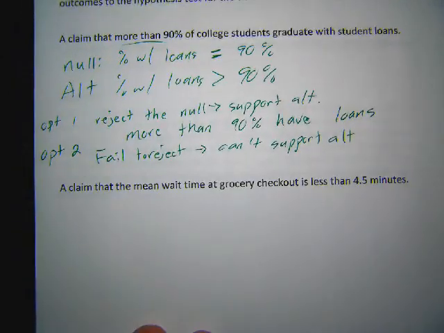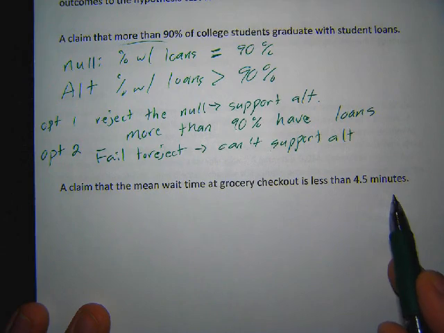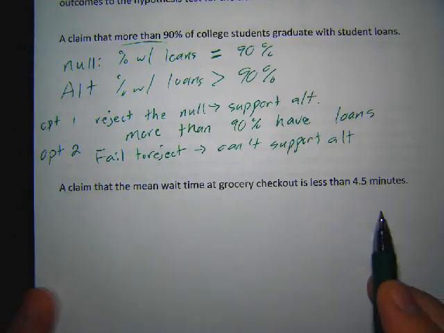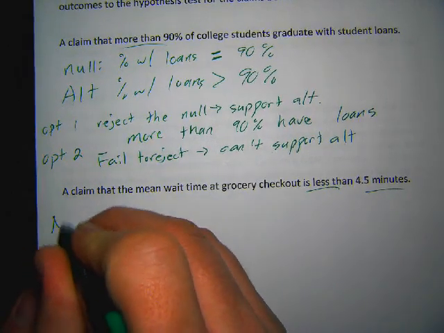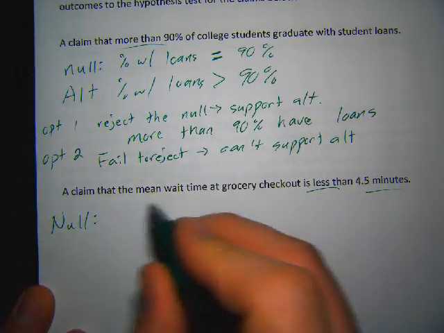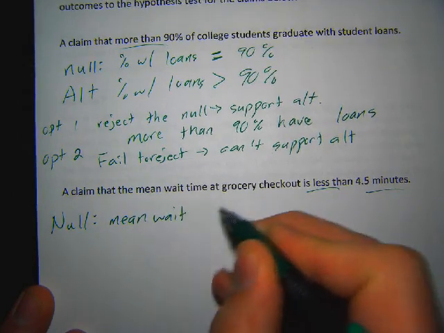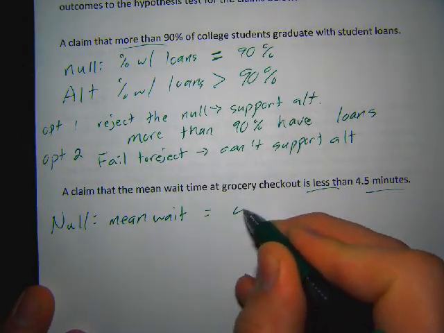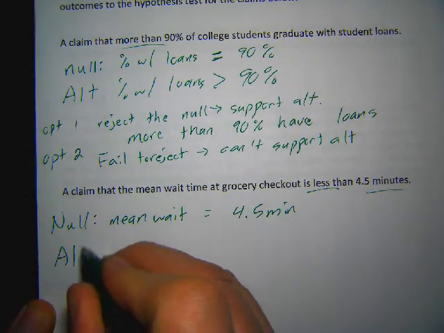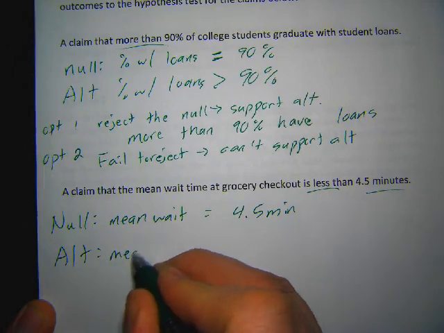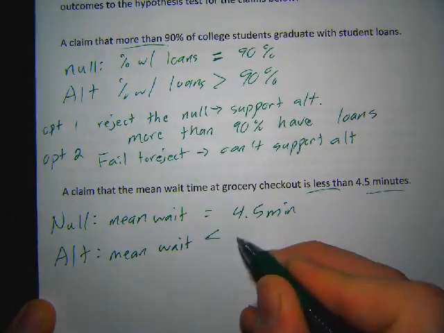Okay. One more. A claim that the mean wait time at a grocery store is less than 4.5 minutes. So they're saying their mean wait time is less than 4.5 minutes. The null statement would be that the mean wait time, so the average wait, is equal to 4.5 minutes. And the alternative would be that the mean wait time is less than 4.5 minutes.